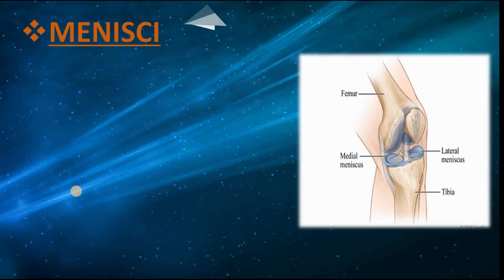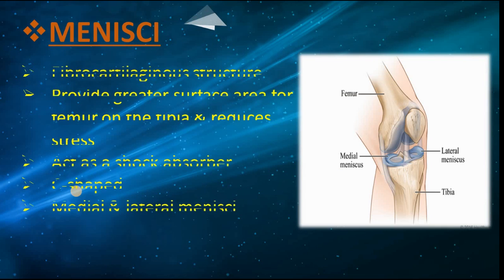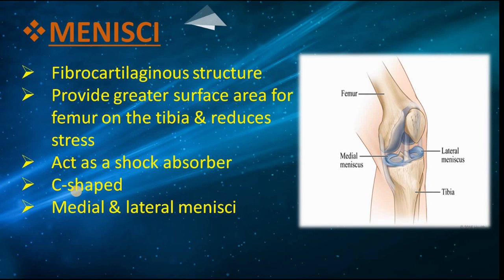Next structure is the menisci. As we have learned about the intervertebral disc, menisci are the same fibrocartilaginous structure, which is present between the tibial and the femoral condyles. It provides a greater surface area for the femur on the tibia and it reduces the stress between them. It also acts as a shock absorber. It is a C-shaped structure and there are two menisci present between the femur and the tibia, which are the medial and the lateral menisci.